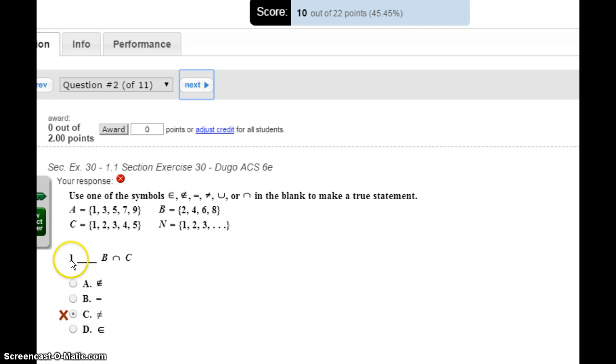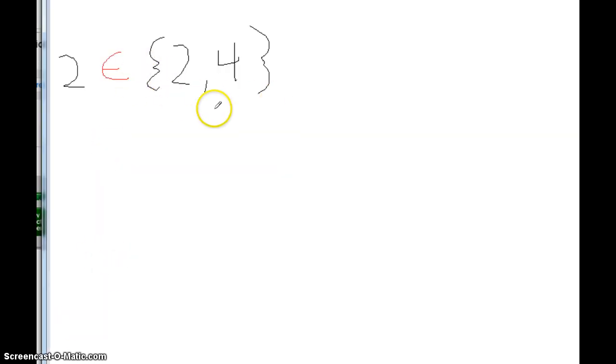And so 1 is not a member of the numbers 2 and 4. It's not part of that. So this symbol right here means that whatever is listed is not part of the set. If it doesn't have a slash through, we would use D. So let me show you an example. This is 2 and 4. So the intersection is 2 and 4.